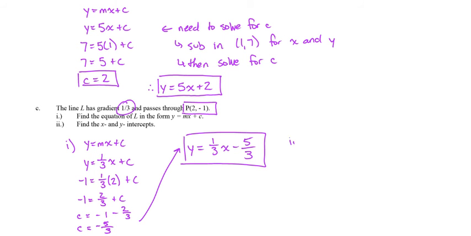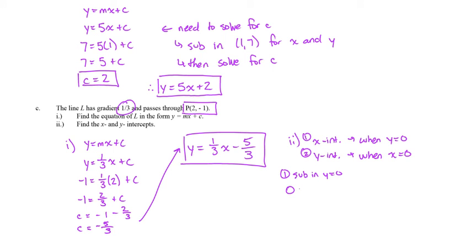And when I'm looking for the x and y intercepts, the key thing to remember is the x-intercept occurs when y equals 0, and the y-intercept occurs when x equals 0. That's the definition of the axis intercepts. So if I want to find the x-intercept, I can sub in y equals 0 in my equation, and then I can just rearrange to solve for x.